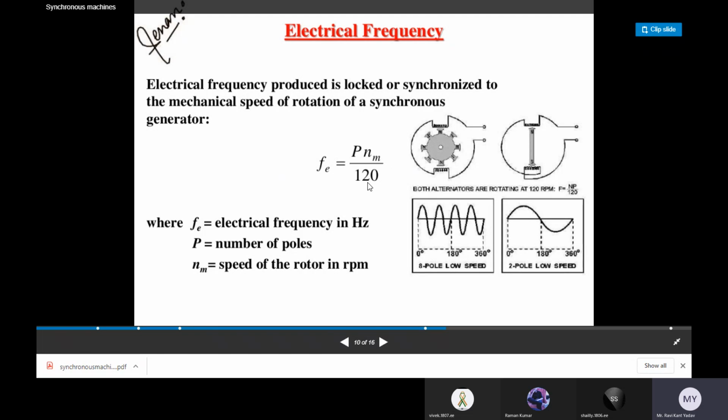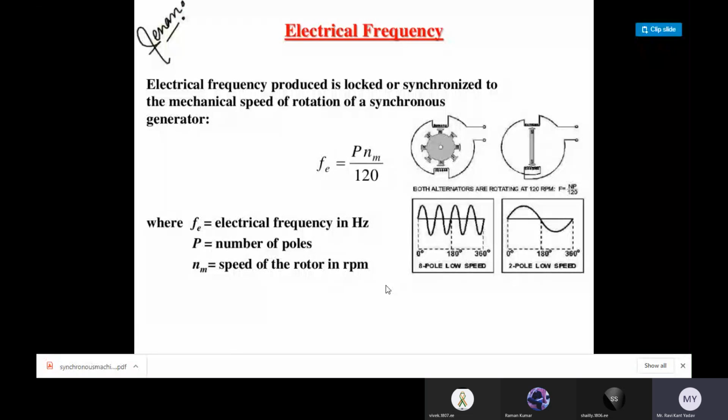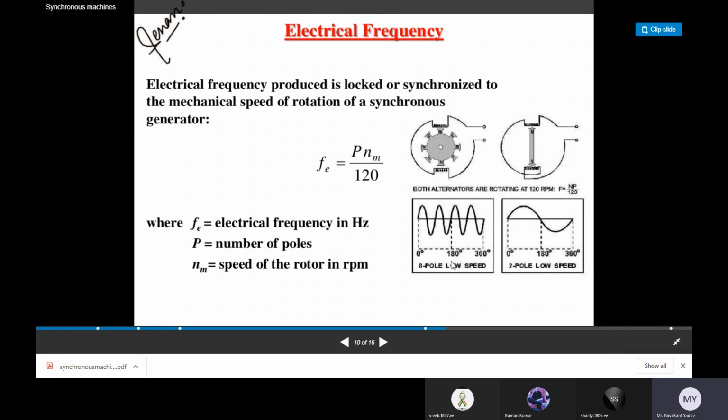is equal to P n divided by 120, where P is the number of poles and n is the speed of the rotor, where F is the electrical frequency in hertz, P the number of poles, and n the speed of the rotor in RPM. The frequency depends on the number of poles and the speed of the rotor in RPM. This is 0, 180, 360, and this is 0, 180, 360. This is the 8-pole low speed machine, and this is the 2-pole high speed machine. The generated EMF is like that.